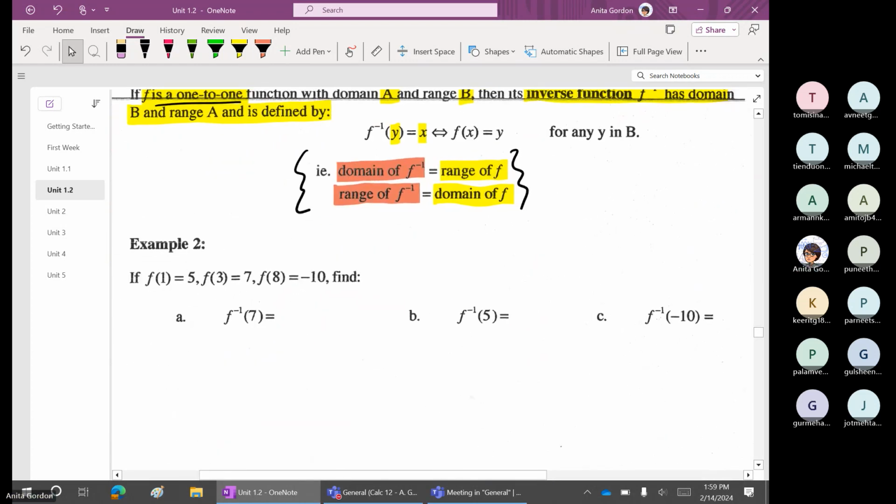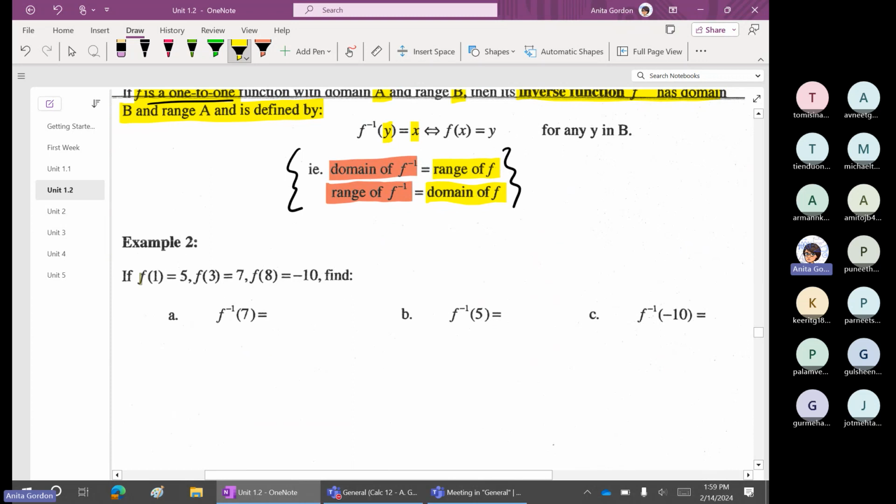Quick question. You are told that when the function takes a 1, it spits out a 5. The function takes an x of 3, it gives a y of 7. When it takes an 8, it gives a 10. So if I were to do the inverse, and the inverse takes a 7, what's the output? 3. Okay, so we're just swapping.